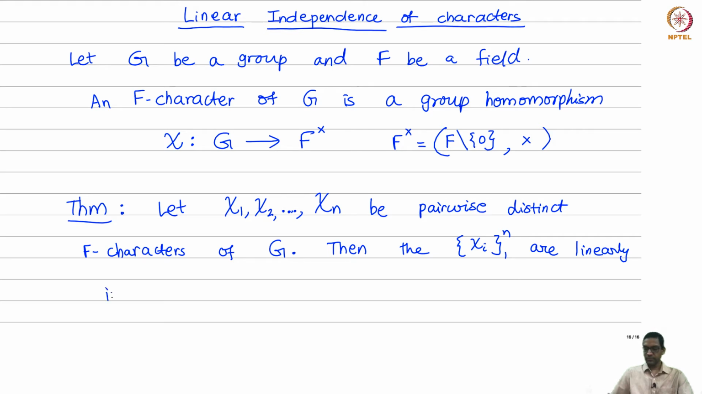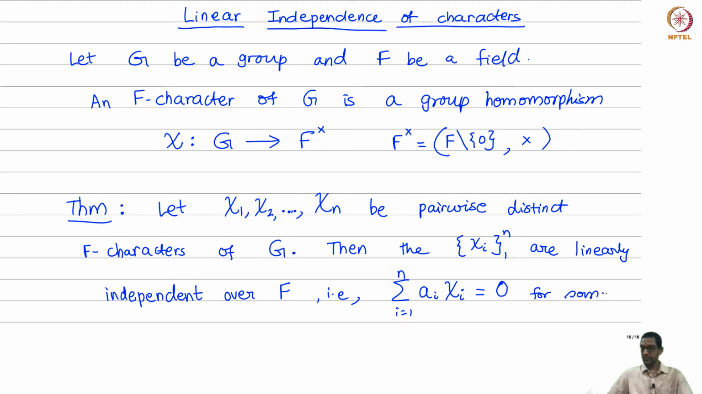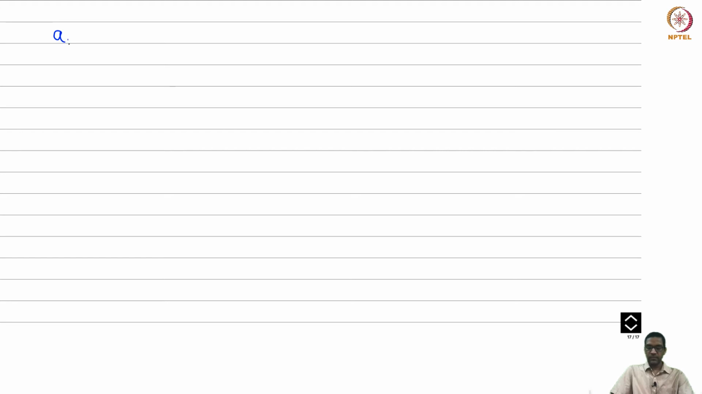So what does that mean? In other words, if I take a linear combination, summation ai chi i equal to 0, where the chi i's are all interpreted as functions from the group G to the field F, and when I say summation, I just mean pointwise summation, for some elements ai of F, then this implies that all the ai's must be 0. So this is the usual definition of linear independence.